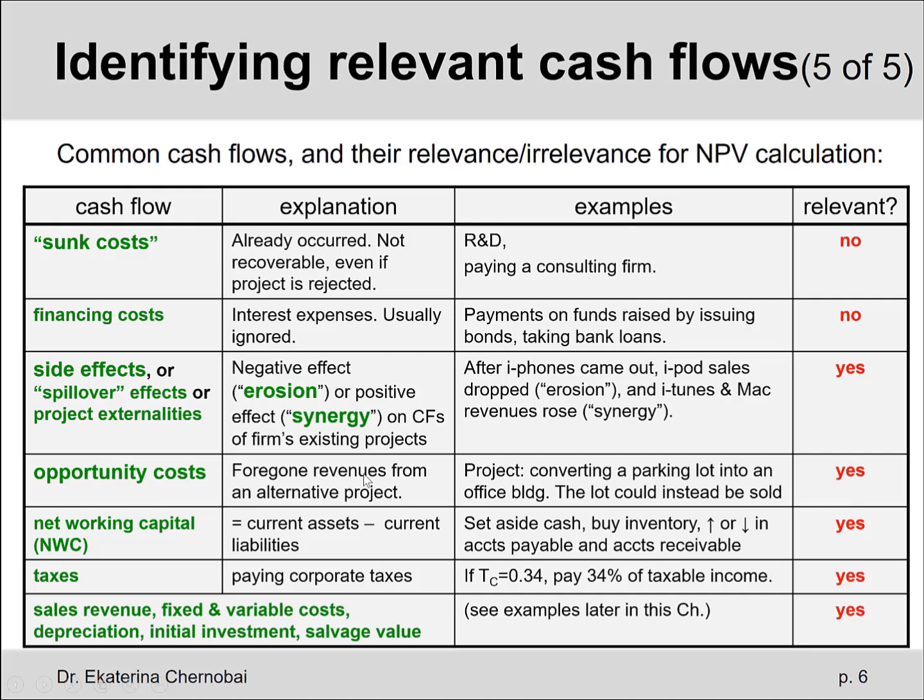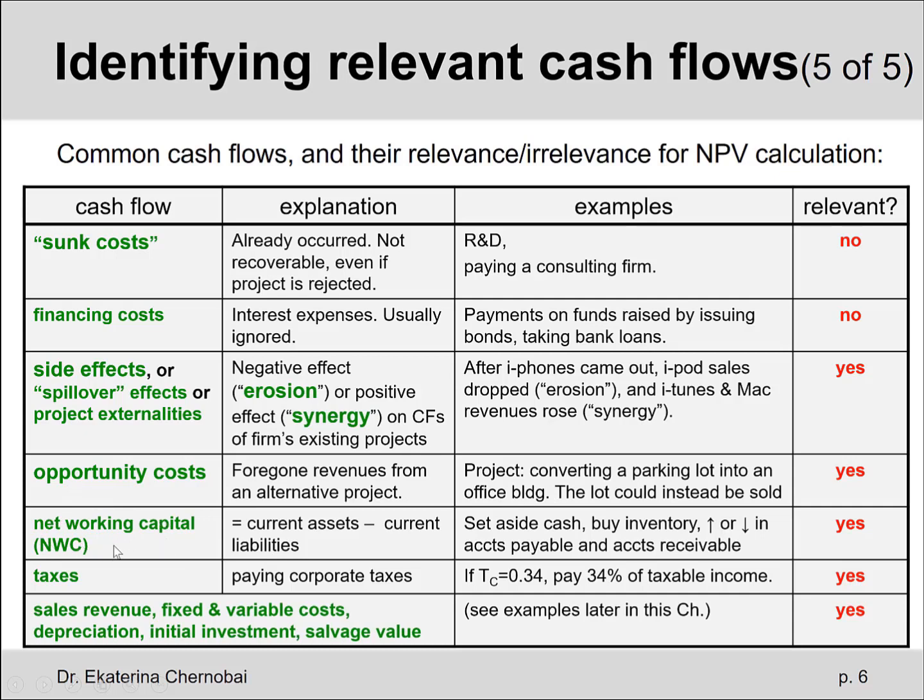It means foregone revenues from an alternative project. So maybe we are currently considering converting a parking lot into an office building. That's our project for which we are trying to calculate the net present value. But an alternative to that would be selling the lot and making some money. So the money that we could have instead received from selling this parking lot should be included when we are calculating the overall net initial investment into this office building project.